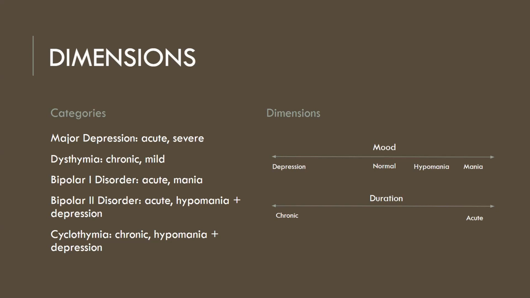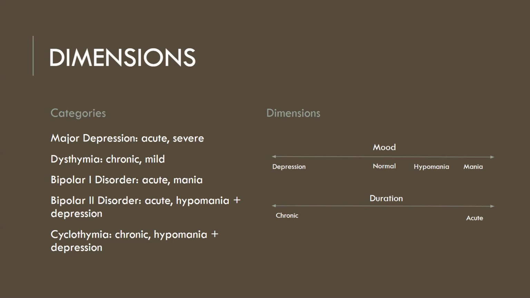Dimensionally, though, depression, hypomania, and mania exist on a spectrum. Depression is clinically low mood. We've got normal mood in the middle. And then mania and hypomania are more extremes of joy and more positive emotion. And then from a duration perspective, we could also stretch that out along a dimension, tracking everything from extremely long-term, very chronic to very acute, maybe only lasting a couple of days or maybe even a couple of hours. And the nice thing about a dimensional approach is that this encompasses everybody.